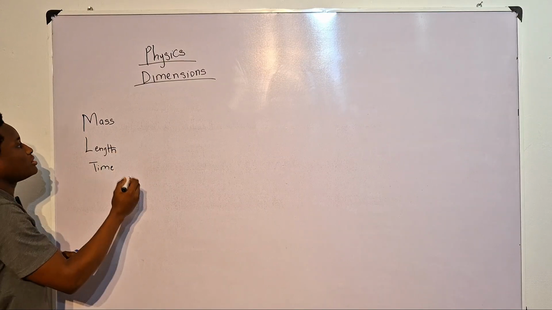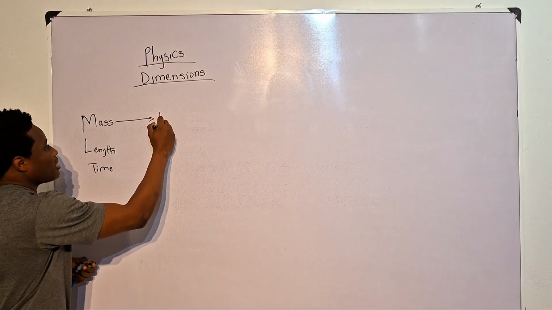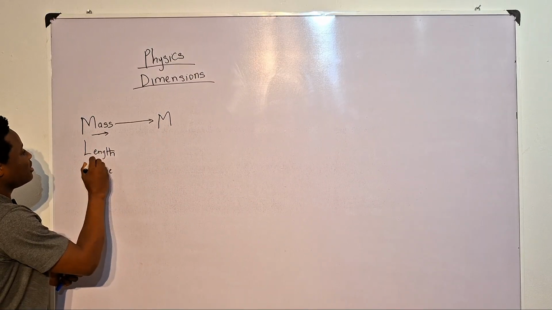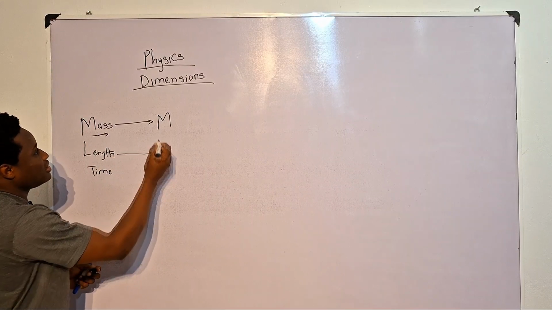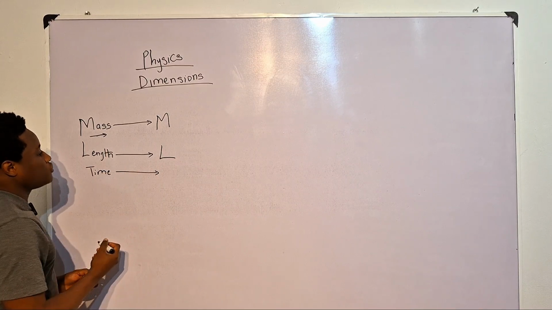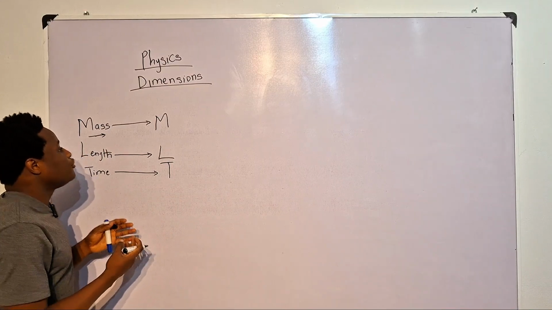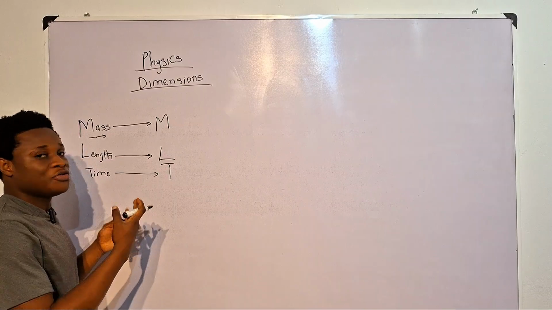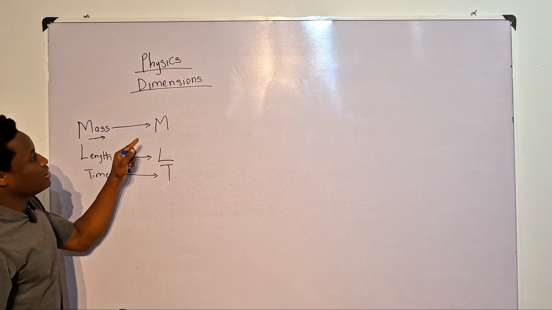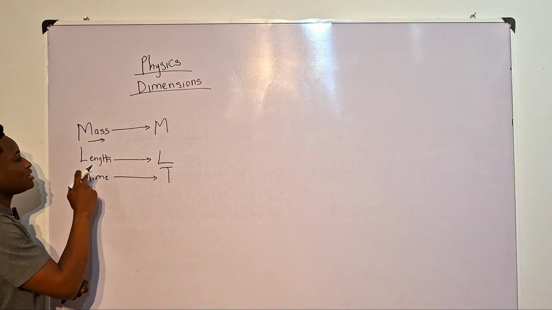And for us to express mass mathematically in the dimensional analysis of physical quantities, we denote mass as capital letter M. And then for length, to express length mathematically in dimensions, we use the capital letter L. And to express time in the dimensions, we use capital letter T. Now, in dimension, we replace the SI unit of physical quantities with the three basic dimensions, which are MLT, for mass, length, and time.